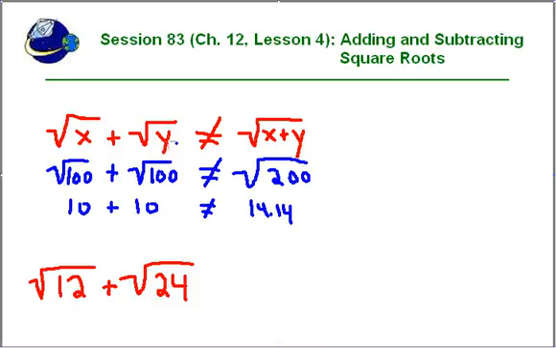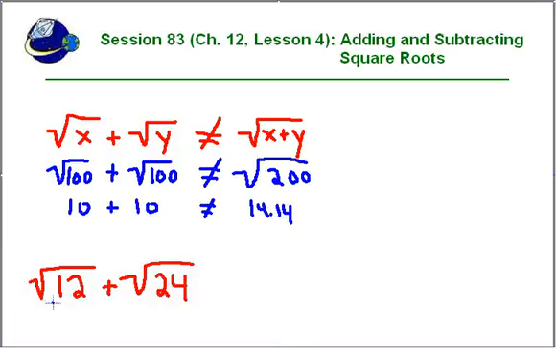Remember from previous sessions, the square root of x times the square root of y does equal the square root of x times y. The square root of x over y does equal the square root of x divided by the square root of y. But the square root of x plus the square root of y does not equal the square root of x plus y, nor does the square root of x minus the square root of y equal the square root of x minus y. So just keep that in mind as you move forward.